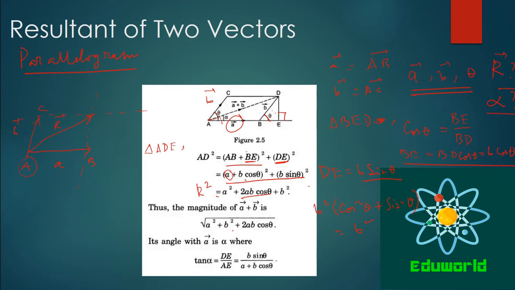Now what will be the angle alpha? We will have to evaluate the angle alpha from the same triangle ADE. So we can see that tan alpha will be what? Tan alpha will be perpendicular by the base, so that will be DE by AE. Now what is DE? DE is B sin theta, and what is AE? AE is AB plus BE, so that is A plus B cos theta. So tan alpha is simply this much. So alpha will be tan inverse of this quantity. So in this way we will get the magnitude of the resultant and the direction of the resultant.